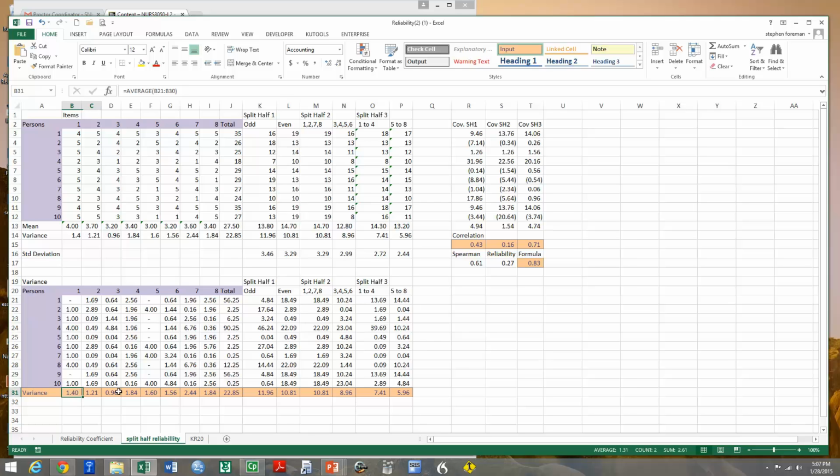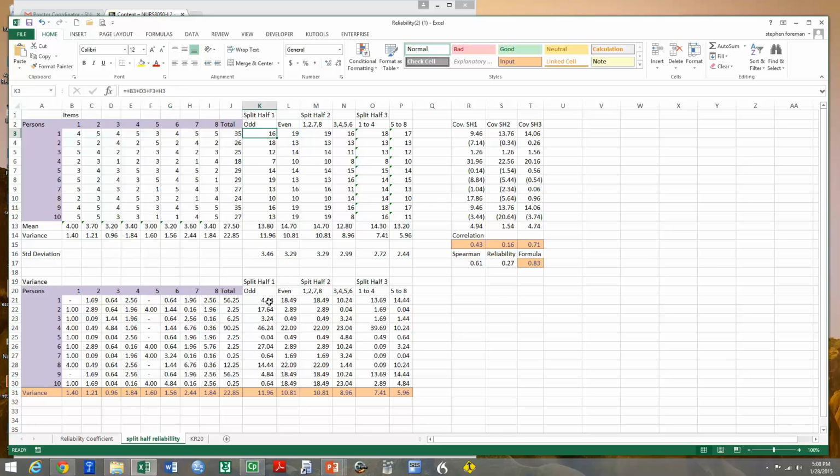I took these variances that we calculated, I copied them into these cells right here so that we have a mean and variance by item. Next step, we get a total score by person. We get a score for the odd questions. We get a score for the even questions. So we split our halves by odd and evens.